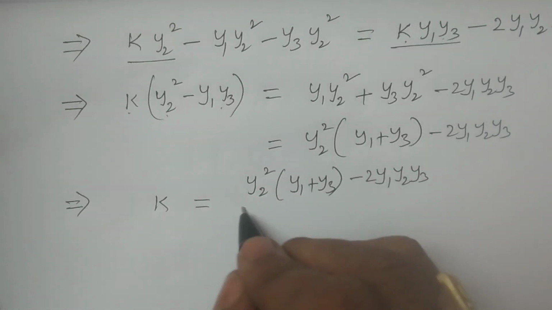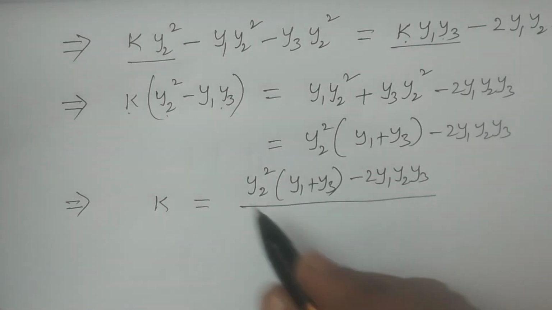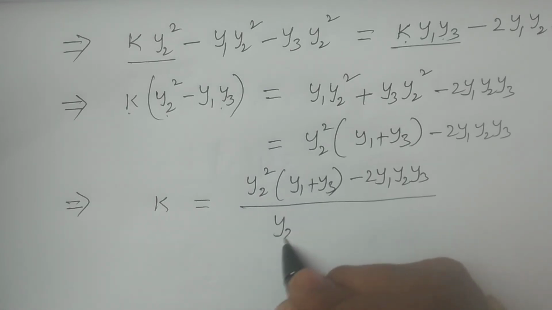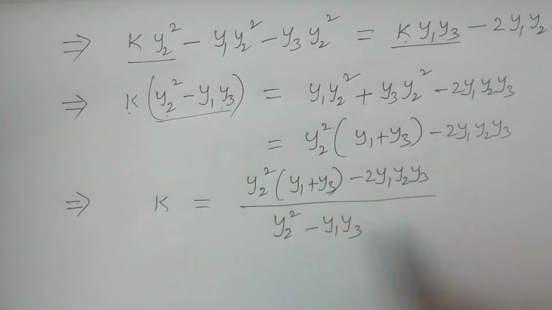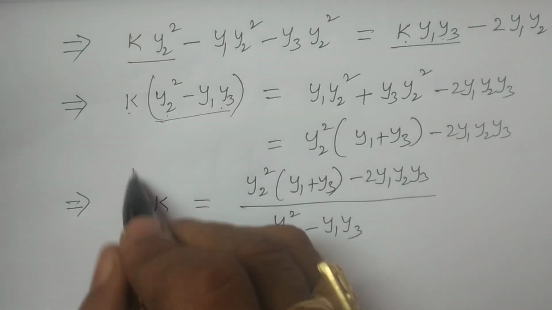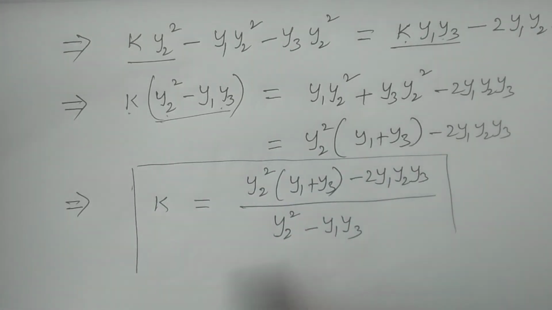divided by y2 square minus y1 y3. So this is the term I am taking on the right hand side. So k is equal to that divided by y2 square minus y1 y3. This is the value of k. The k was obtained from the three selected points y1, y2, y3.